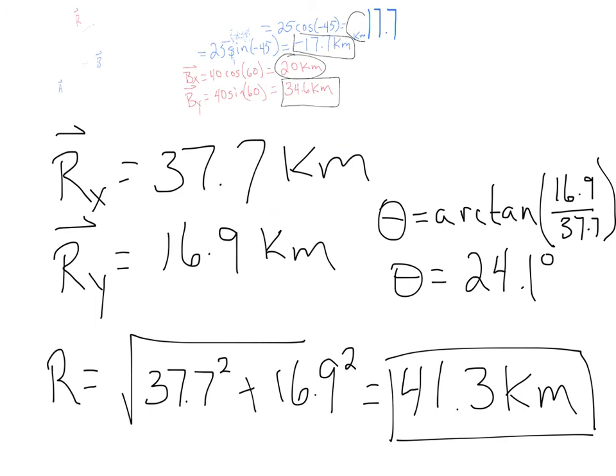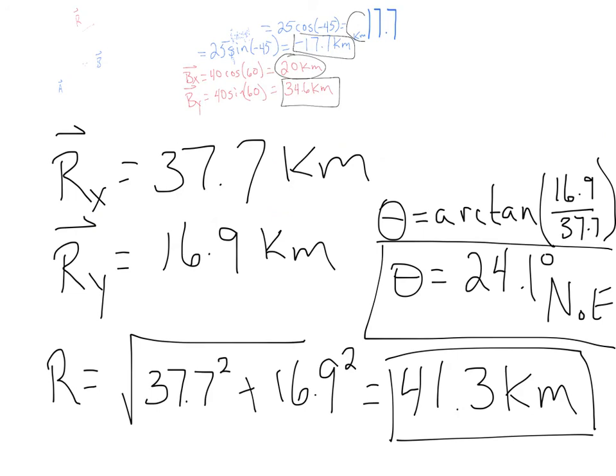Now what is this? This is 24.1 degrees above the x-axis. And so if it's above the x-axis, we can just leave it that. Any degree is assumed to be above the x-axis. Or we could say north of east. And so this is both the magnitude and direction of our vector.